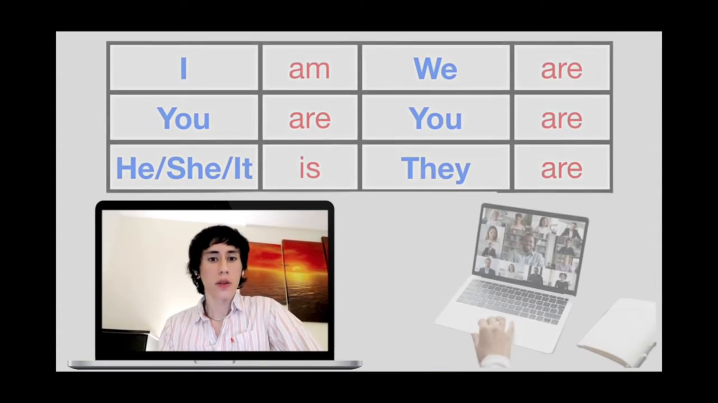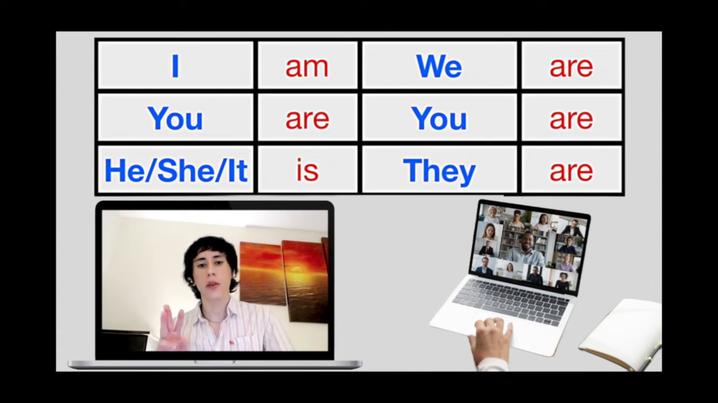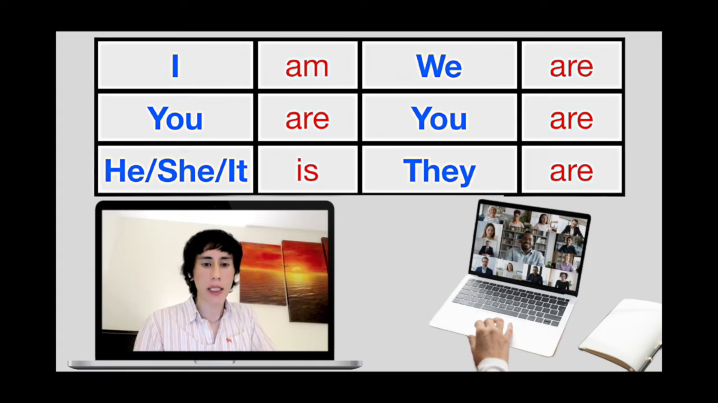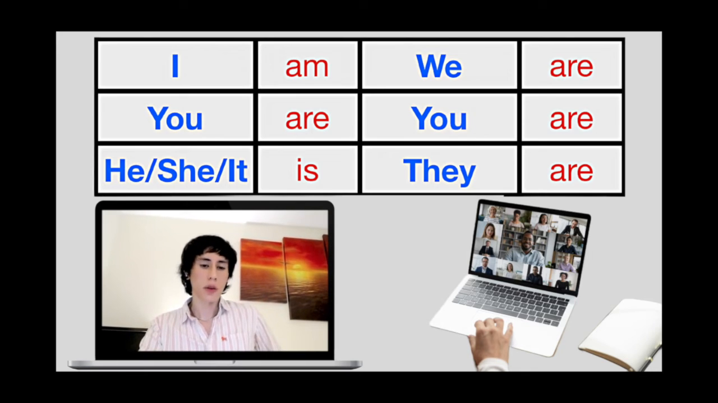The conjugation for the verb to be has like 3 different variants. So for example, for I is am, for you, we, and they is are, and for he, she, and it is. Remember that it is I am, you are, he, she, and it is, we, you, and they are. So that is the conjugation of this verb in the present simple.